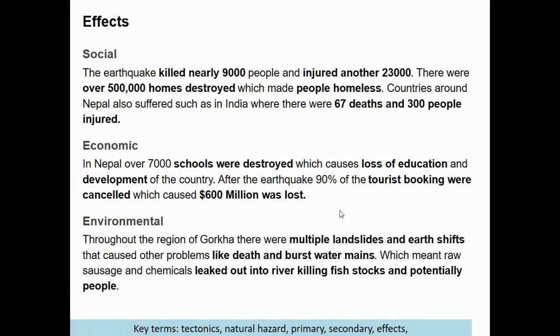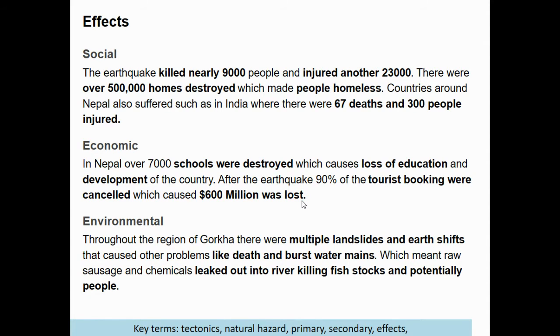After the earthquake, 90% of the tourist bookings were cancelled, which caused a $600 million loss. So because people didn't want to come to Nepal because it was unsafe, or there was not really any infrastructure, not really anything to go and see, a lot of tourists cancelled their trips. And then a country like Nepal, the economy relies a lot on people coming in and spending their money in that country as tourists. So this would be a secondary effect from the earthquake.